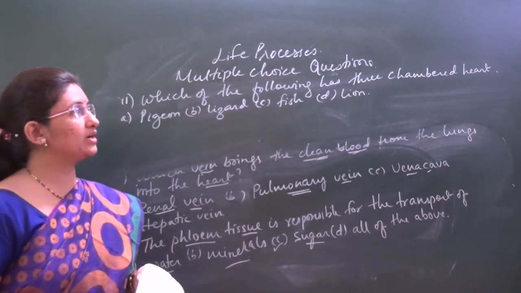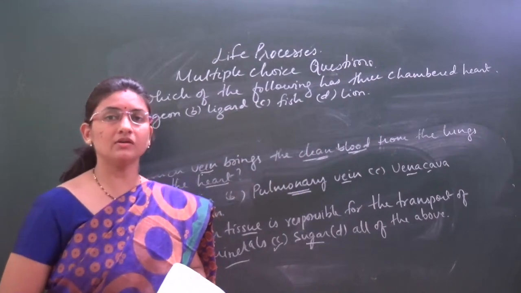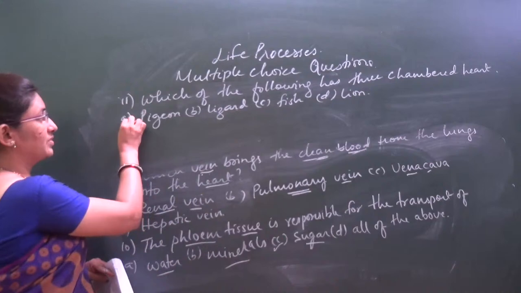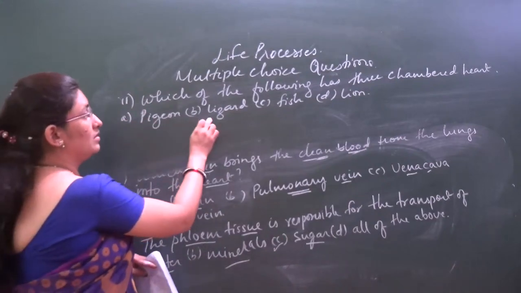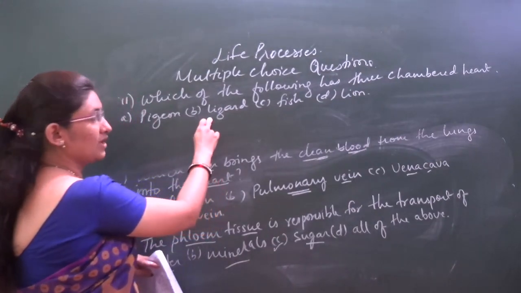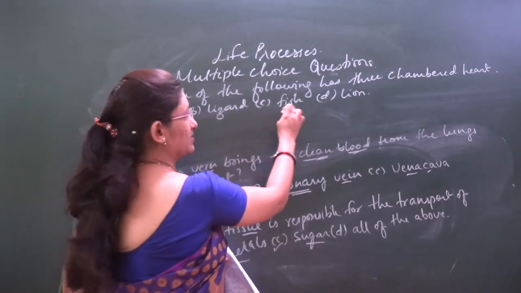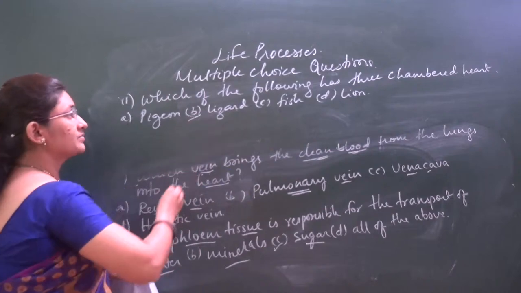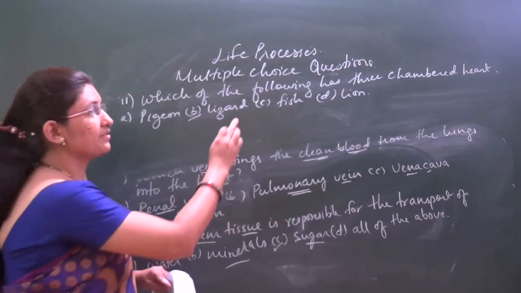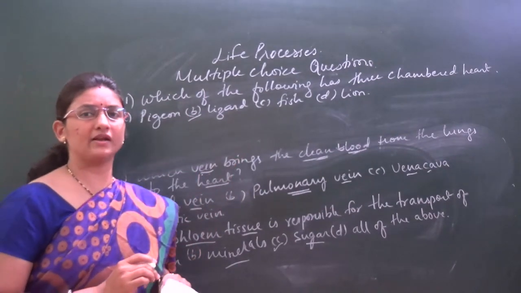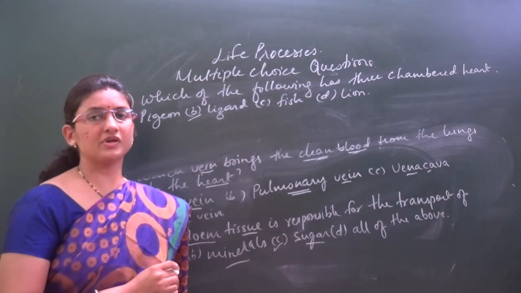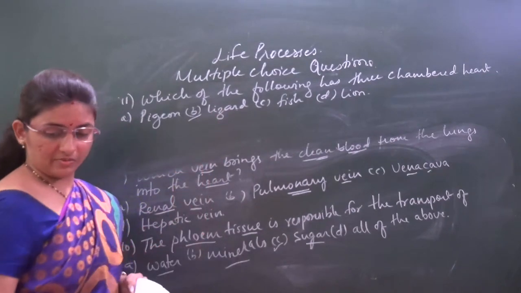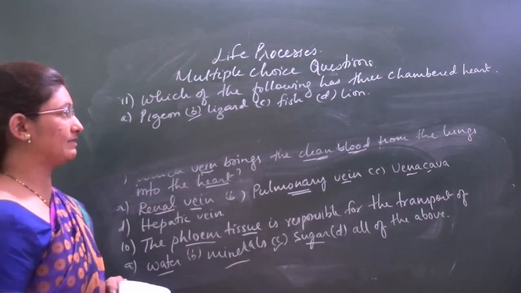Three chambered heart we come across in the amphibians and the reptiles. Among these, pigeons belong to the aves, lizard belongs to the reptiles, fish to the pisces, and lion to the mammals. So lizard is a reptile in which we come across a three chambered heart. They may give you directly the classes or they may give you the examples. So you should be very thorough with the names that are present in the amphibians and the reptiles.